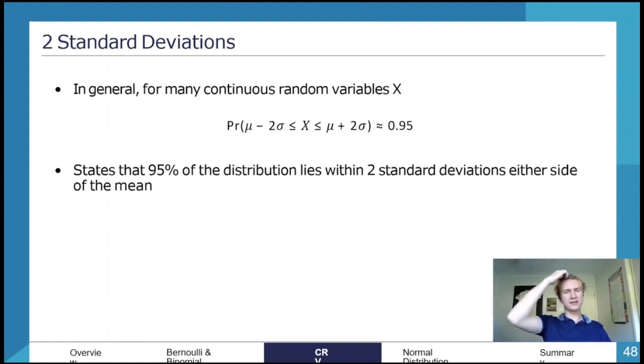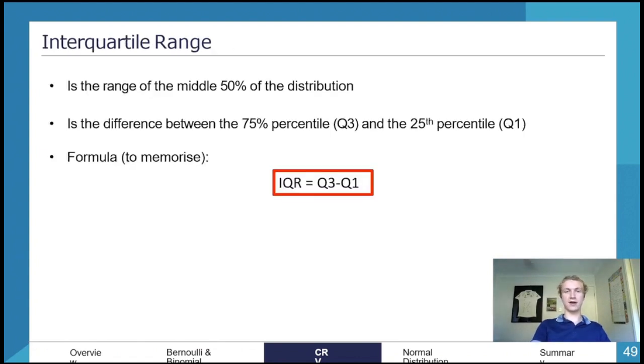When we're talking about continuous random variables, we get these weird properties where the probability that it's between two standard deviations of the center, which is the mean, is going to be approximately 0.95. We're going to go into this more when we talk about the normal distribution. This is kind of a golden rule that we just use: the probability that it's between two standard deviations of the mean is 0.95.